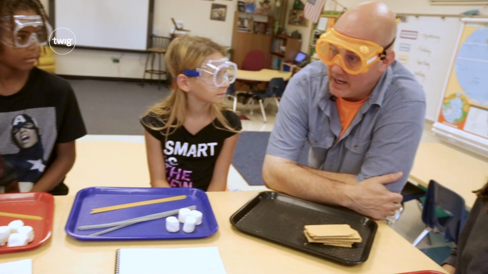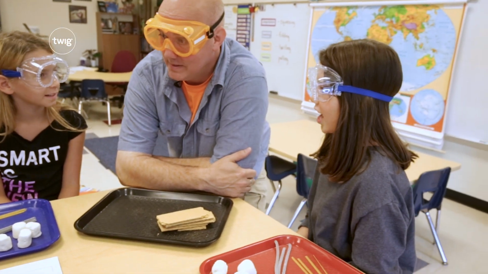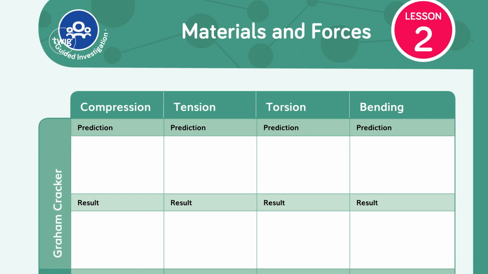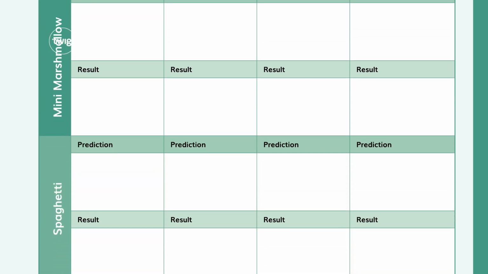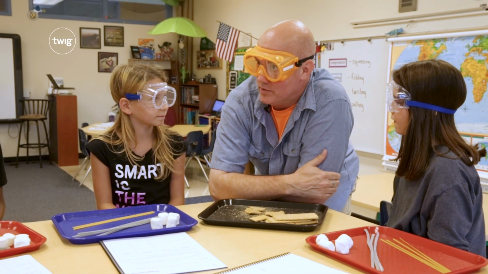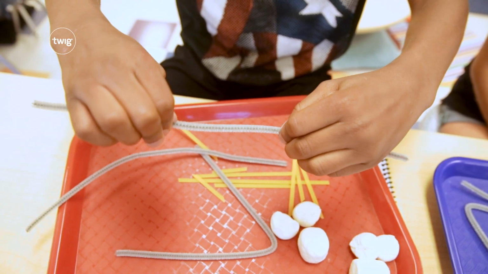Graham crackers? Check. Trays? Check. What I want you to do is we're gonna take our Twig books and we're gonna make predictions of how the force of compression will affect each of the 3 different materials on your tray. Good. Let's get twisting.